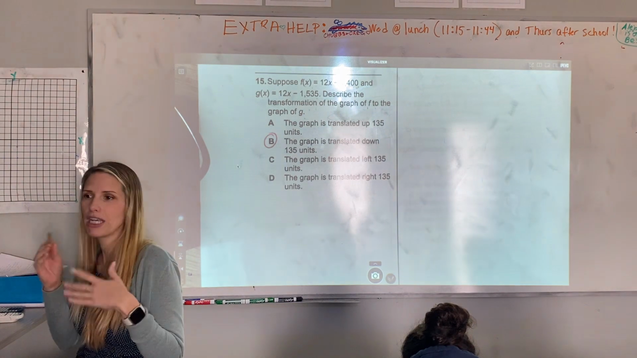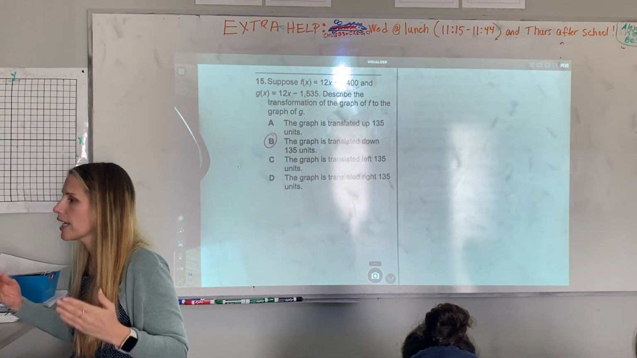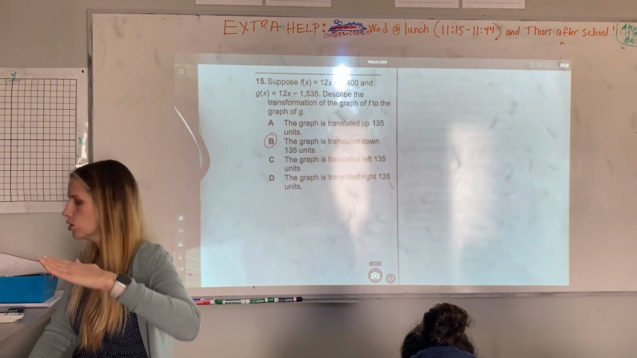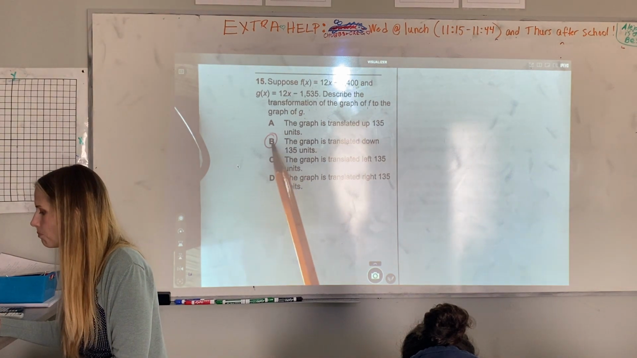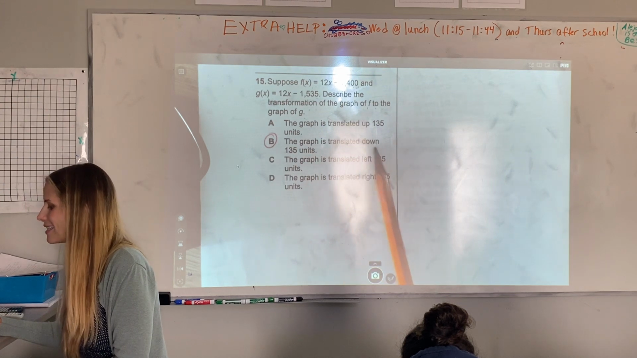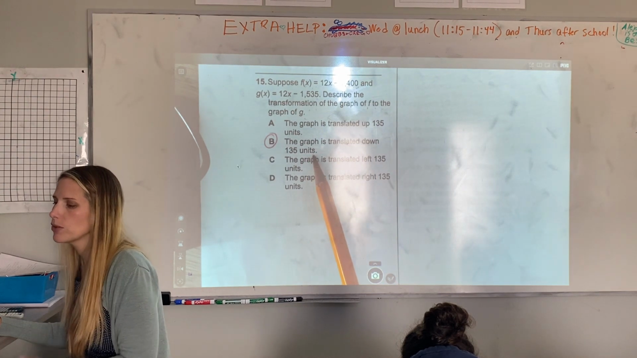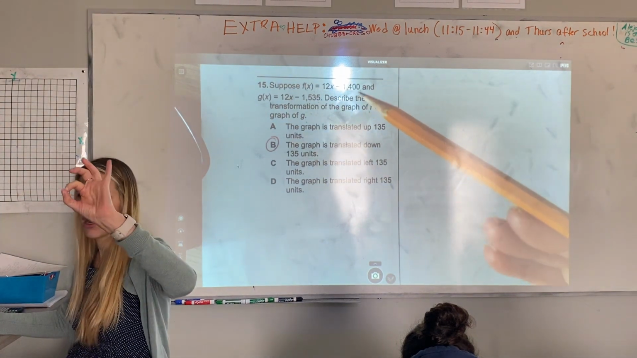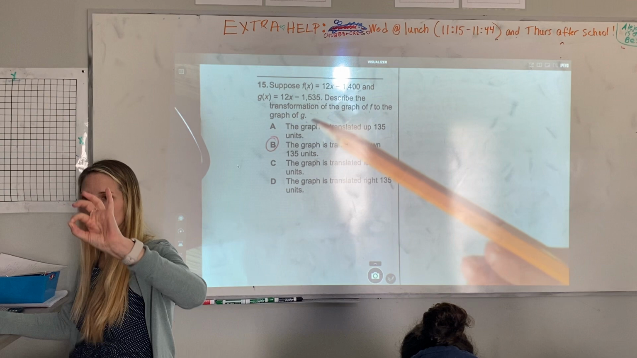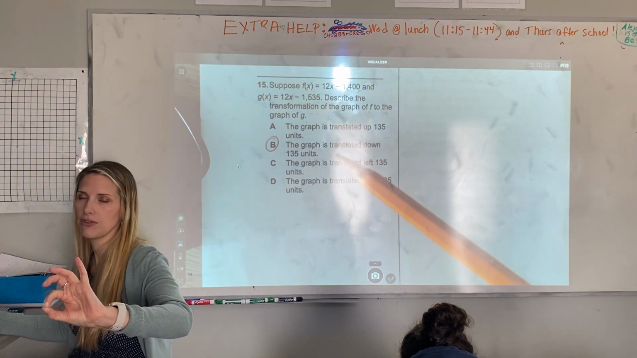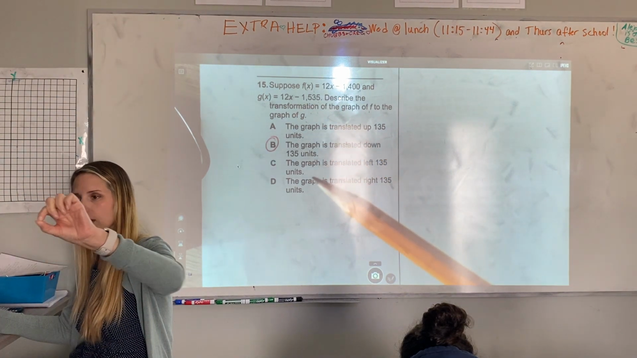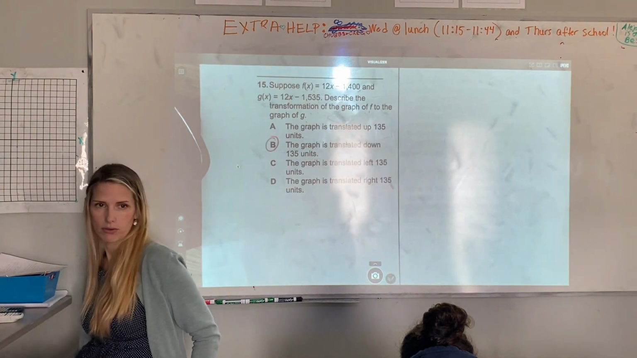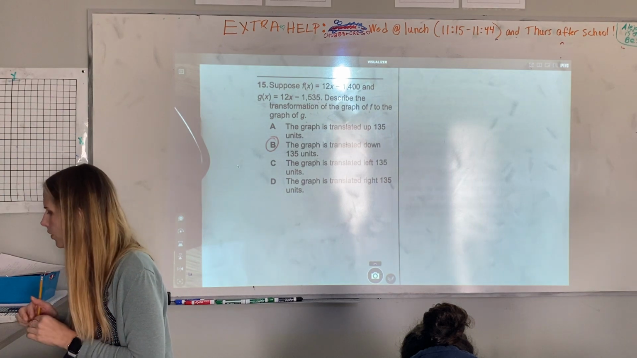The only transformation, the only difference, the only change is that the line went down. So the answer is B, the line is translated down 135 units. 135 is just the difference between the y-intercept of negative 1400 and the y-intercept of negative 1535. So negative 1400 to negative 1535 would be 135 units down. Does that make sense? Yeah. Okay.